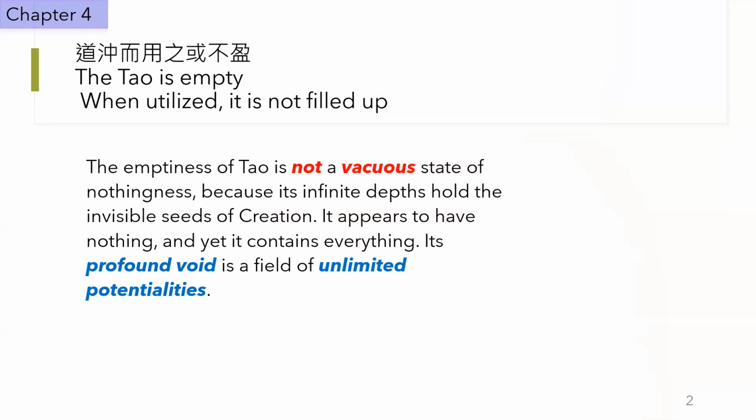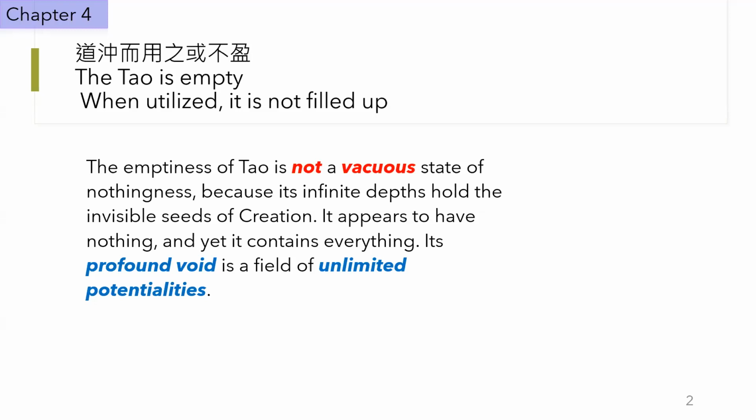It is not filled up. The emptiness of Tao is not a vacuous state of nothingness. Rather, it is the stable origin before anything develops. 就是我们常说的真空妙有. So it is so deep. Its infinite depths hold the invisible seas of creation. It appears to have nothing, but yet it contains everything. Its profound void is a field of unlimited potentialities.